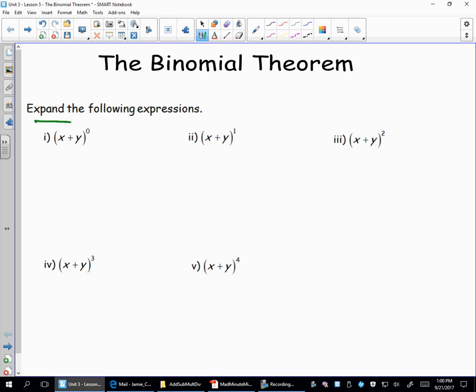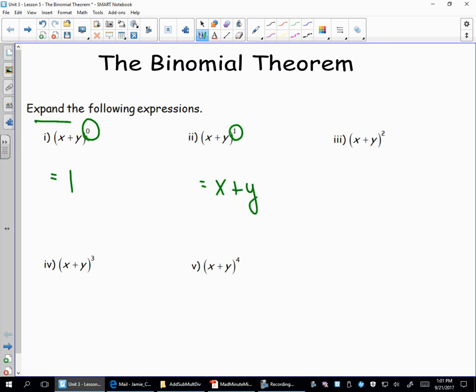So I want to expand these expressions. In other words, I want to get rid of the brackets. So our first one here, x plus y to the 0. We know the idea of 0 as an exponent means anything to the power of 0 comes out to 1. So this is a nice easy one. The whole thing to the power of 0 comes out to 1. The next one, a power of 1. Well, that means just the same thing itself. So we end up with x plus y.